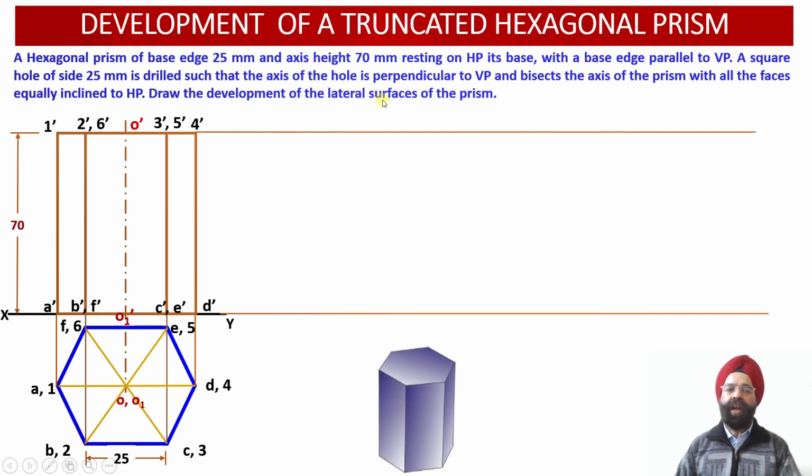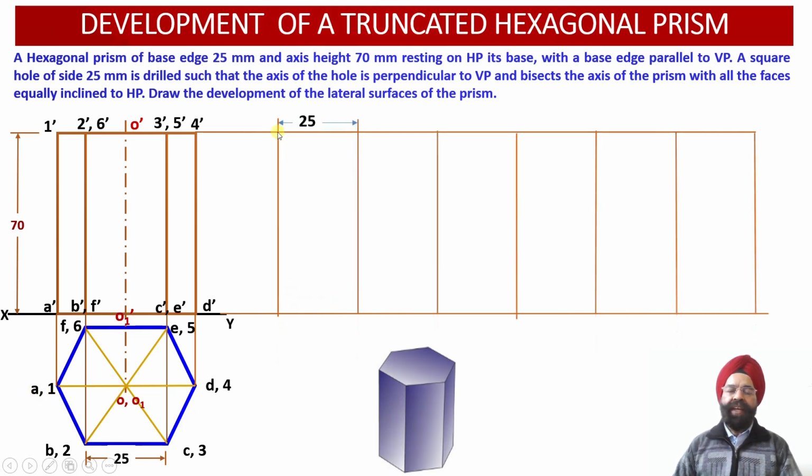So now let us proceed, using the parallel line development method, with the development of the lateral surface of this untruncated or uncut hexagonal prism to begin with. We start from the vertical edge 1A, the first edge we have drawn over here. Since the edge length of the base is 25 millimeter, from 1A we have marked another edge B2 at a distance of 25 millimeter. Similarly, the successive edges 3C, 4D, 5E, 6F and 1A have been marked at a distance equal to the edge length of 25 millimeter.